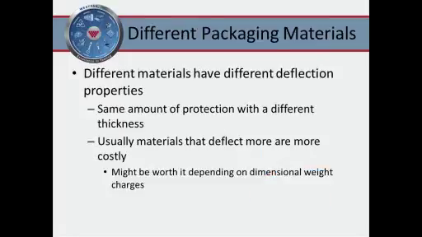And the last takeaway, or last point we want to drive home, is the different packaging materials. When you think about different packaging materials, they have different deflection properties. Deflection properties meaning the maximum percentage of deflection before becoming hard and pretty much being the same thing as no cushion or no foam in there. And the same amount of protection comes with different thicknesses, and usually materials that deflect more are more costly, because good things in life cost money, and we all know that. But it might be worth it depending on the dimensional weight charges that you get, and more importantly, the cube of your palletization, which we'll go over some examples of later.